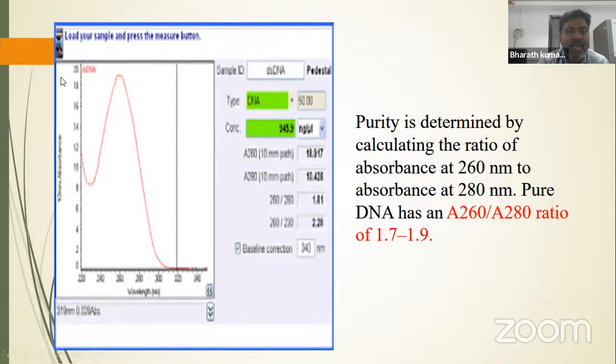This is the graph we get from the NanoDrop. Here we are measuring the substances at 260 nanometers and 280 nanometers, and we take the ratio of these two, that is 260 by 280. If this ratio is 1.7 to 1.9, the quality of DNA is very good. The NanoDrop will give the graph, and you see the peak here. This peak indicates the quality of the DNA. It will also give the concentration, like 45 milligrams. The most important thing is that if the 260/280 ratio is between 1.7 and 1.9, we are extracting good quality DNA.